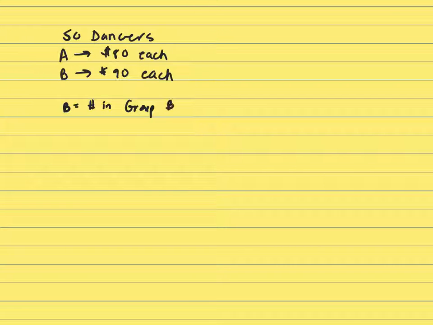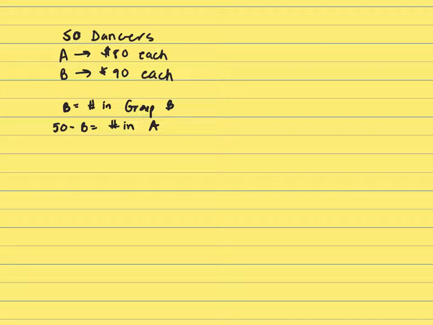And the reason I'm choosing B over A is because I'm trying to find something about B, and that'll save me a step in the end. We know there's 50 dancers altogether. So if I take 50 minus however many are in B, that's the number in A, Group A.